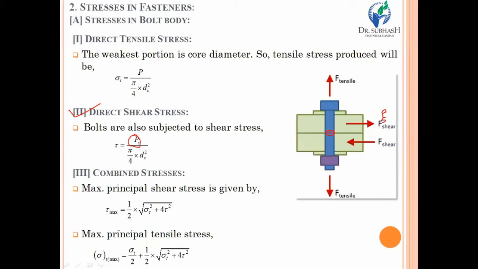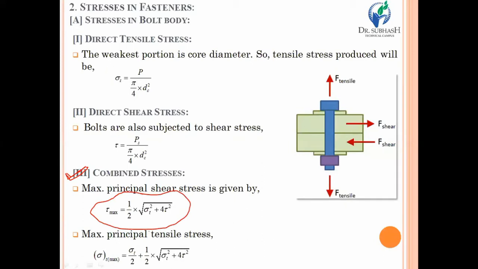Now, once you have calculated both the tensile and direct shear stress, then it may be possible that in some applications you will find that the combined loading or combined effect of such stresses may be considered. So at that time, you just go through failure theories. The first failure theory is the maximum principal stress theory. We all know that the maximum shear stress theory is given by tau max is equal to 1/2 under root sigma square plus 4 tau square.